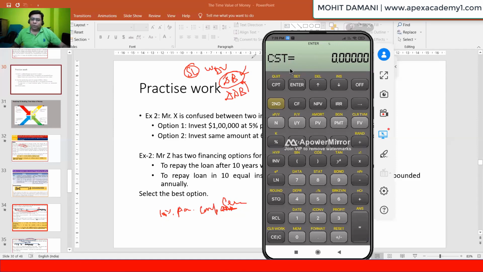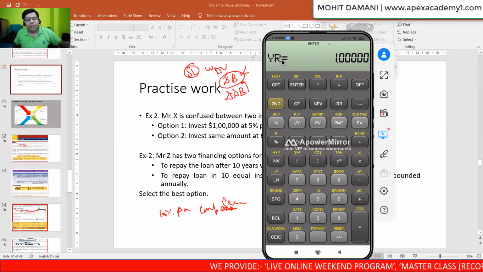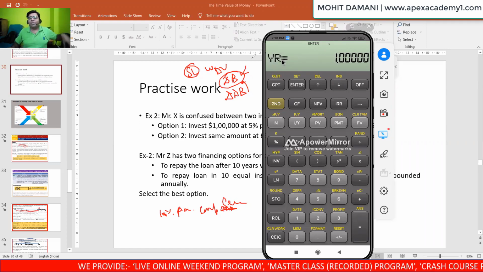CST stands for the cost of the machine or cost of the asset. SAL stands for salvage value. Okay. Then arrow down. YR stands for year. Year means for which year you want the depreciation to be calculated.